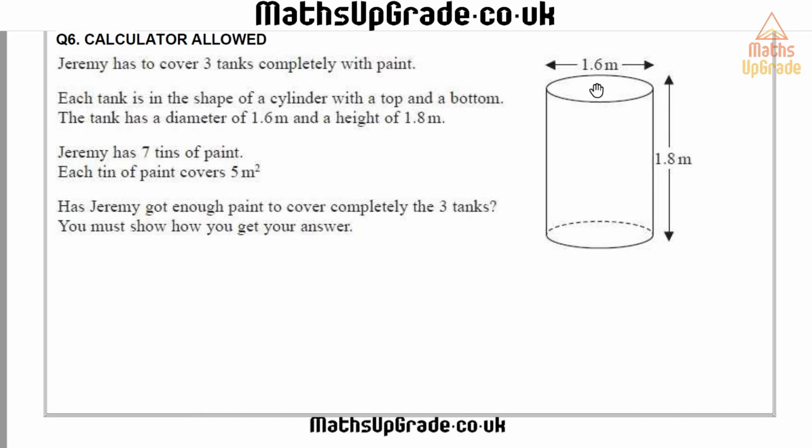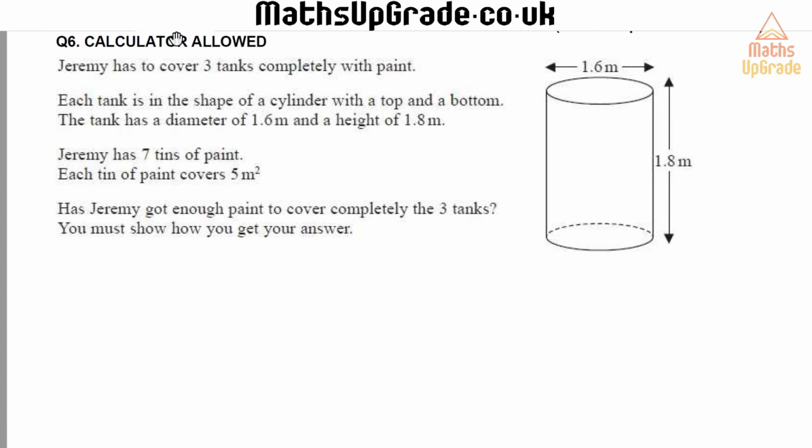Since this involves surface area of cylinders, make sure you're familiar with how to find areas of circles. If you're not sure on how to find areas of circles, look back at the YouTube clip on areas of circles on my channel. Once I find the surface area of one cylinder, I can then multiply that by 3 to find the total surface area that needs to be painted. Then I can find the total coverage of 7 tins and compare those two values.